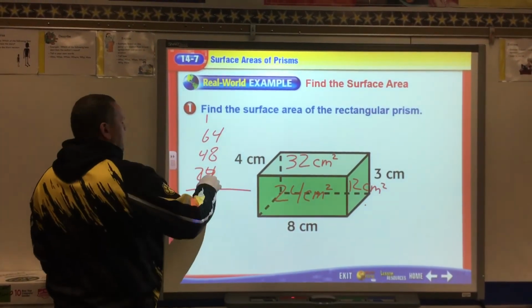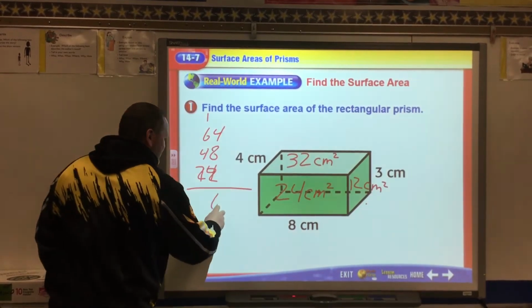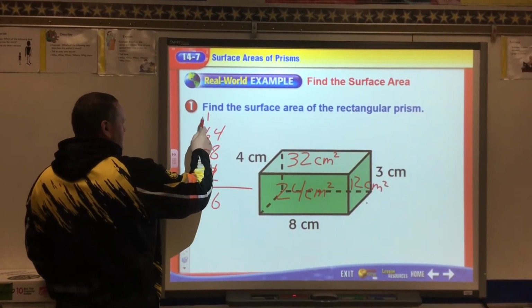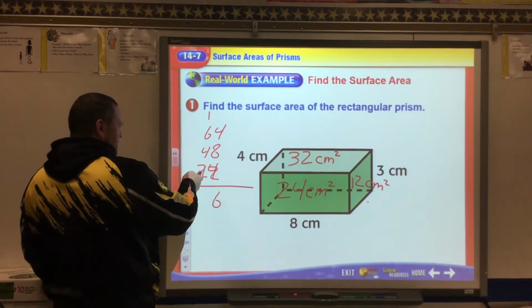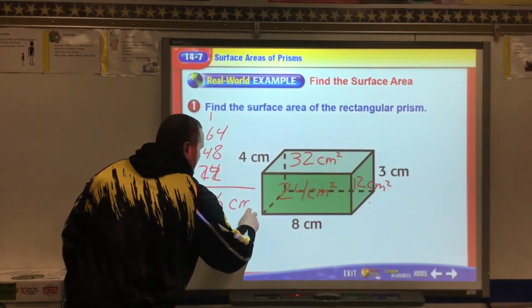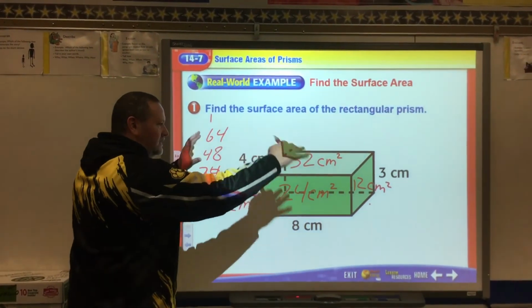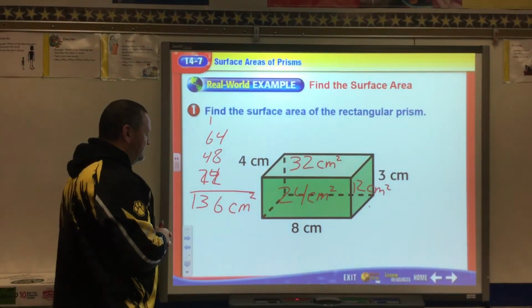Thank you. So we have 8 and 4, which is 12, plus 4 is 16, carry. And then we have 6 and 4 is 10, 12, 13. 136 centimeters squared. Again, we're dealing with area. So that's the area, the flat surfaces of the whole thing.